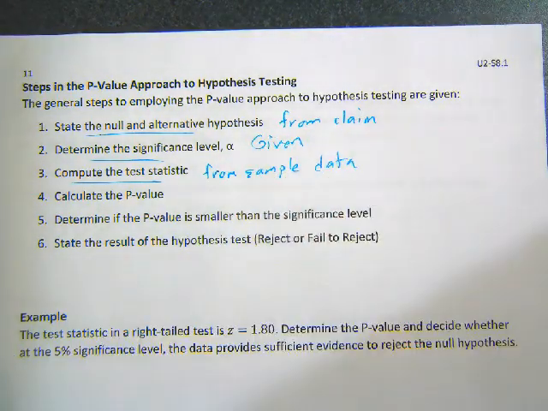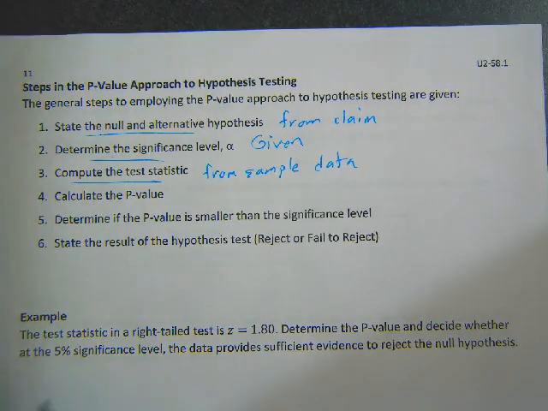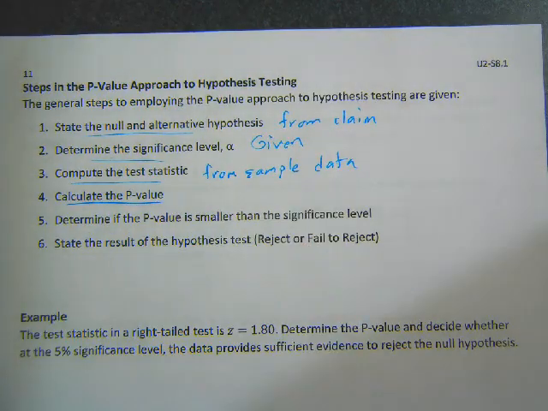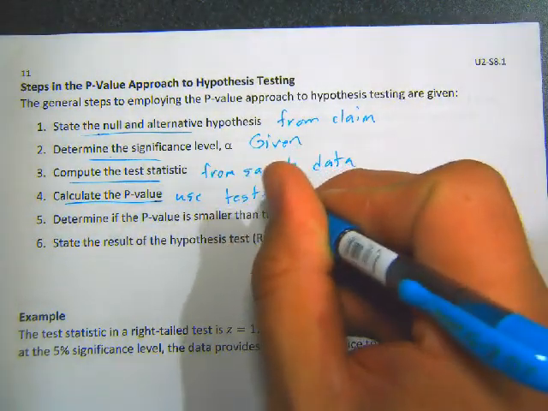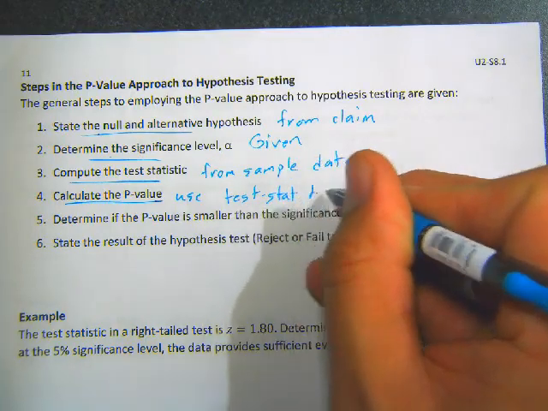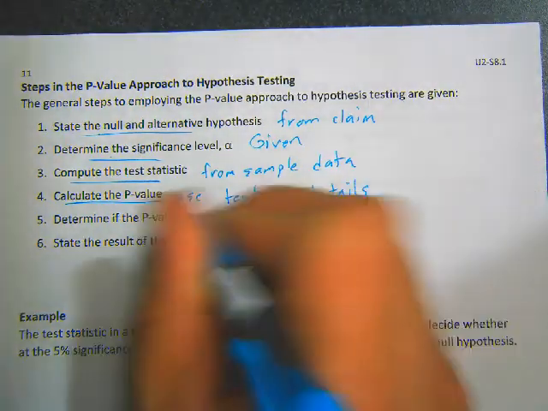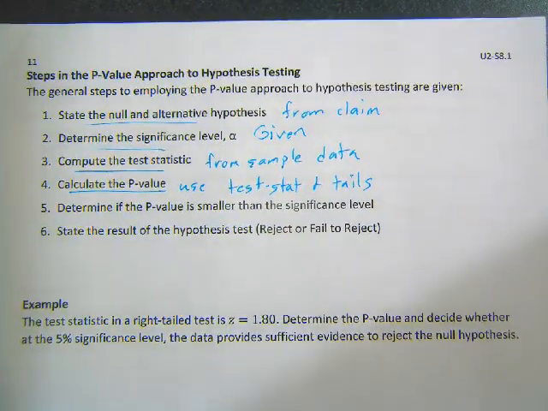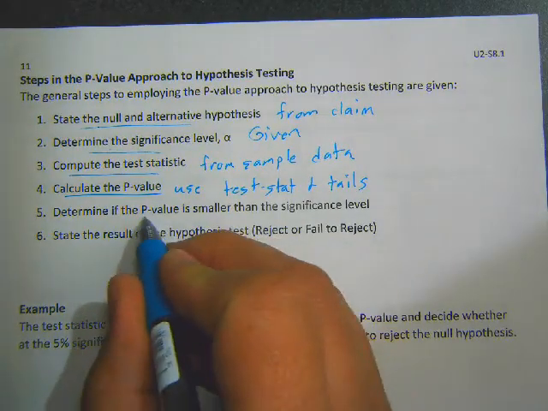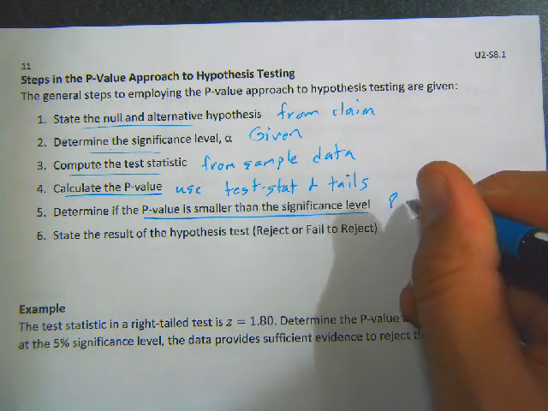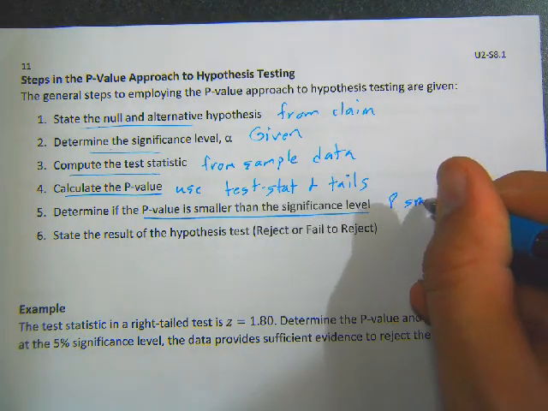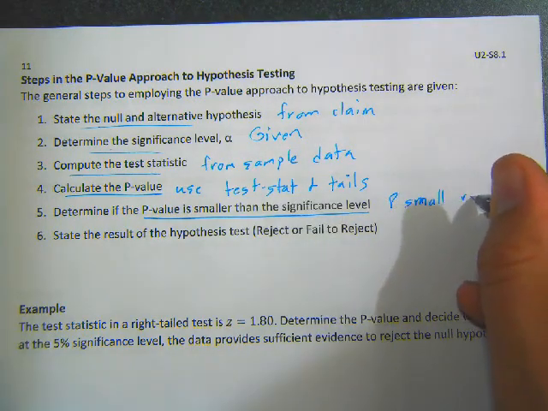Then it changes, because now the next step for p-value is to actually figure out the p-value. That's where you're going to look at your test statistic and the number of tails. And that's how you're going to figure out your p-value, which is percentage. And then you actually look and see, is your p-value smaller than the significance level? If the p is small or low, reject.